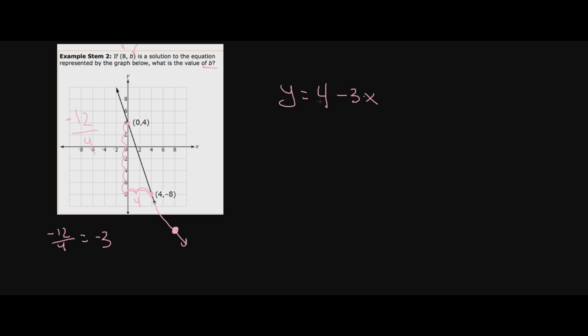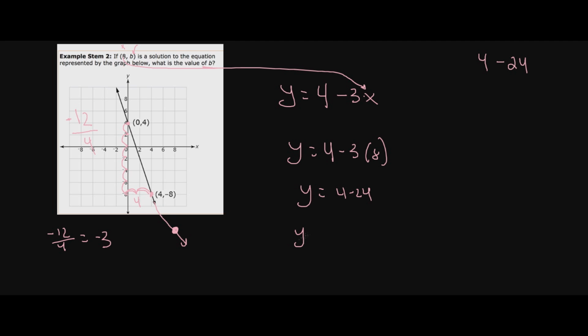We got our equation. So now if we want to find the y value, we'll just plug in 8 in for x. So y is equal to 4 minus 3 times 8. So y is equal to, well, what's 3 times 8? 3 times 8 is 24. But notice there's a negative there. So we got 4 minus 24. Y is equal to, use your calculator, or if you can do it mentally, we get negative 20.